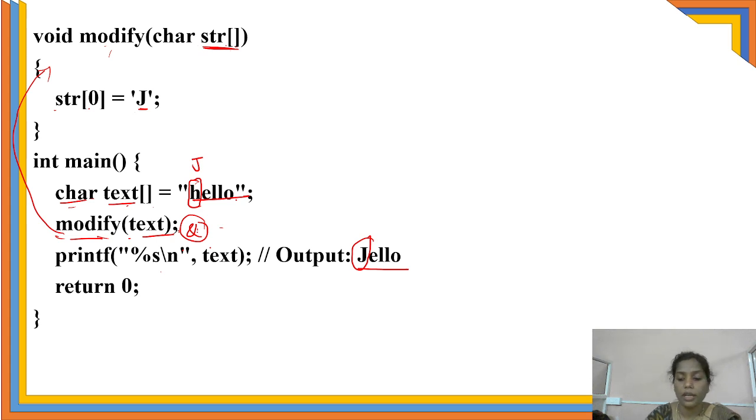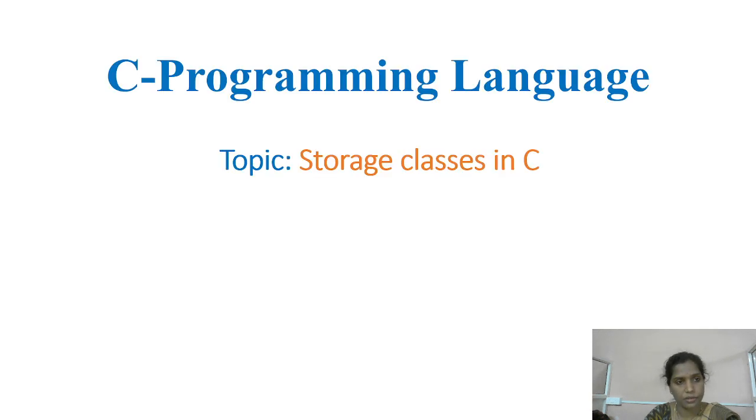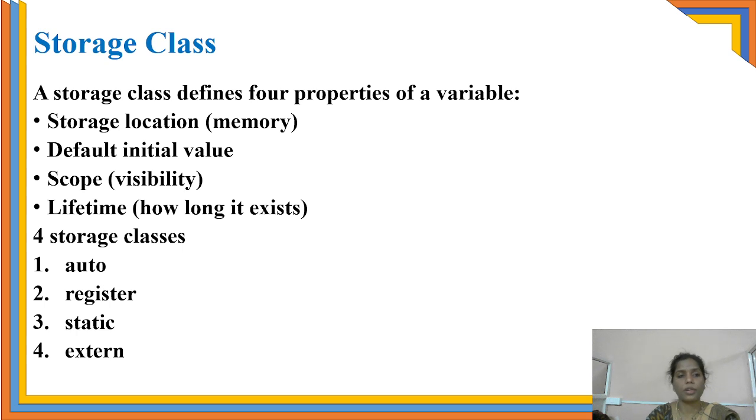Okay, this is about passing strings and arrays to the functions. Next, storage classes. So what is a storage class? It defines the storage location, default initial value, scope, where scope means visibility, and the lifetime, how long it exists. So there are 4 storage classes in C. They are auto, register, static, and extern.